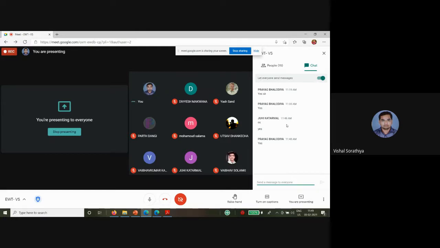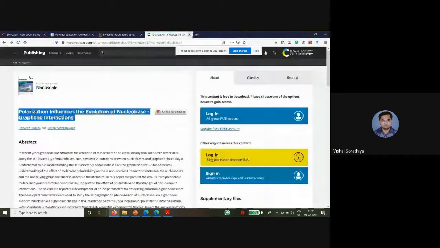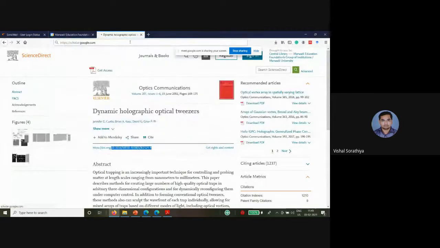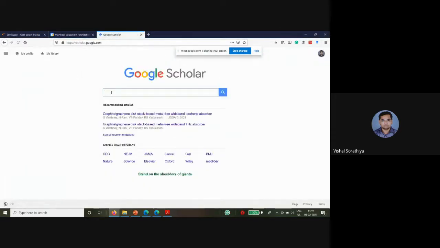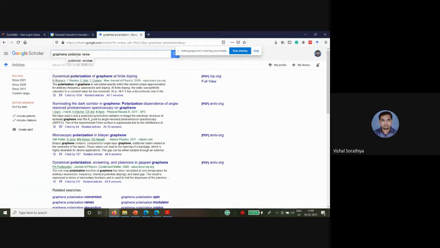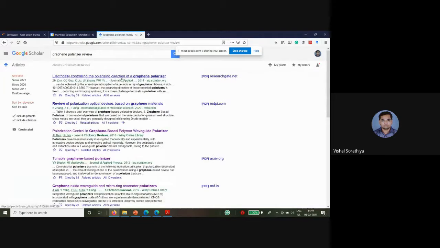But there is another resource also, and that is what I want to show you here. You can get it from Scholar only. Let's take any topic, say graphene polarizer review. I simply need to write a review. Graphene polarizer review. There are results like a review of polarization optical devices based on graphene material.